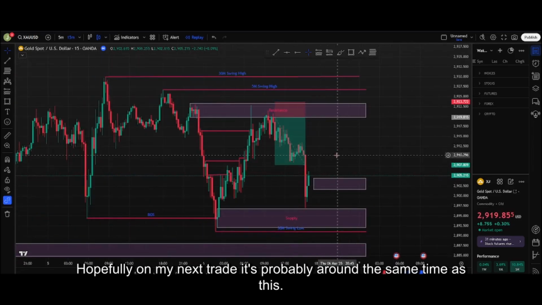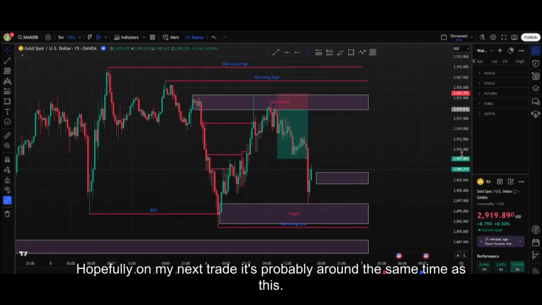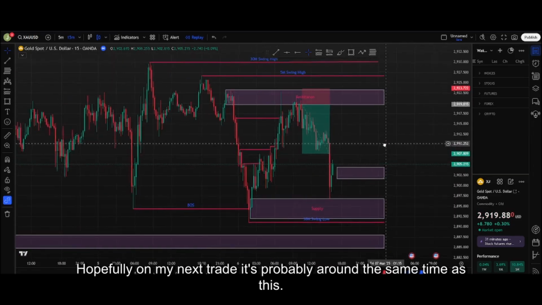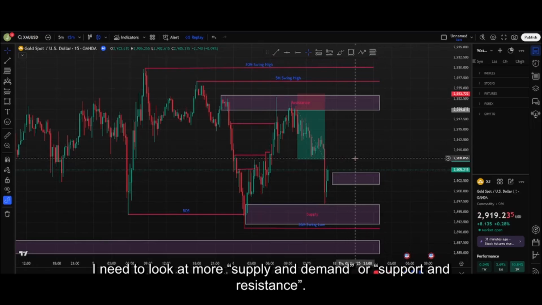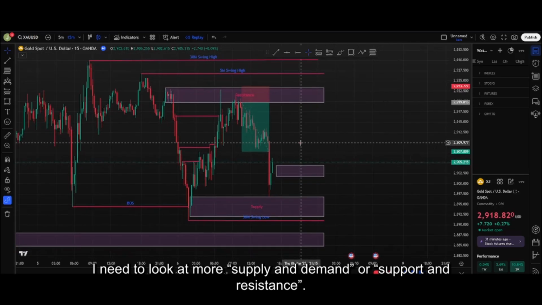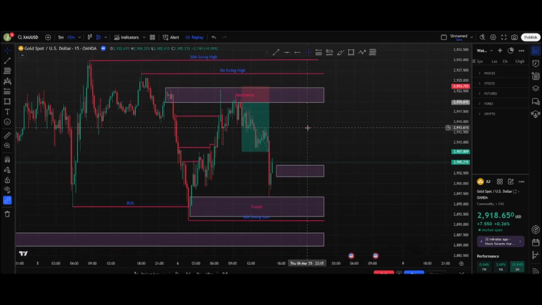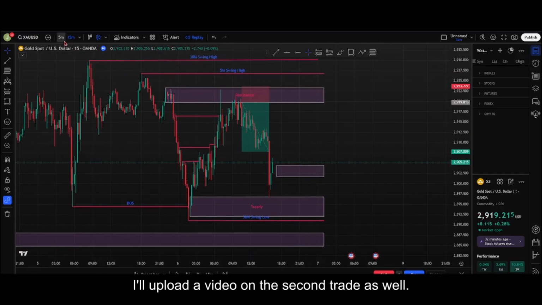So hopefully on my next trade, which is probably around the same time as this, I need to look at more supply and demand and support and resistance, and I'll upload a video on the second trade as well.